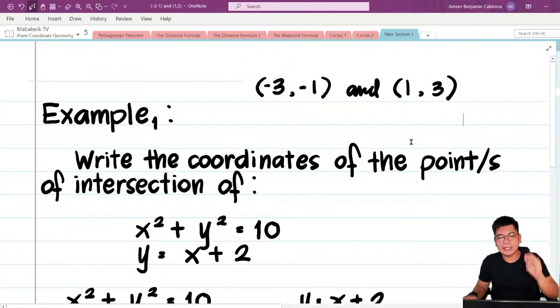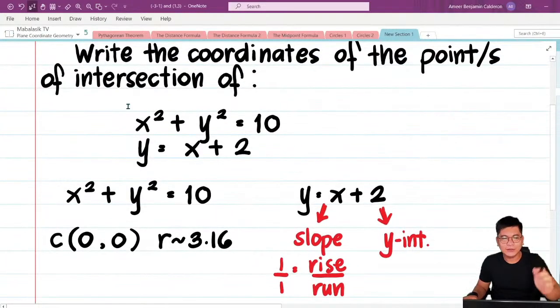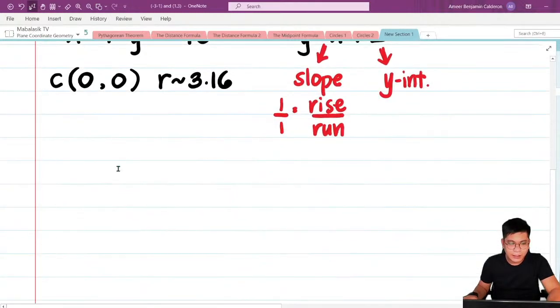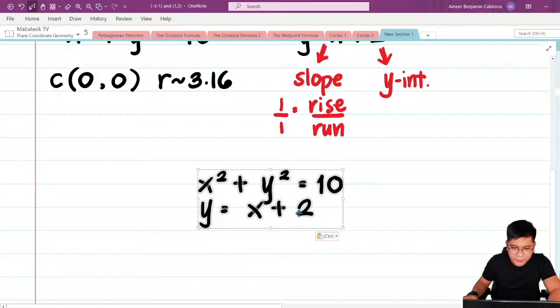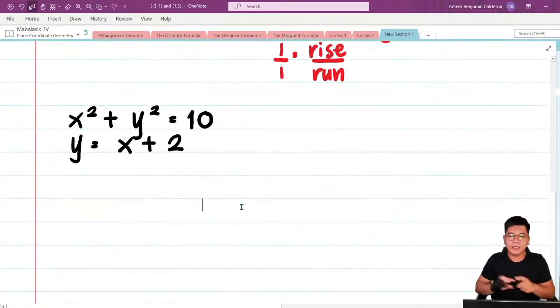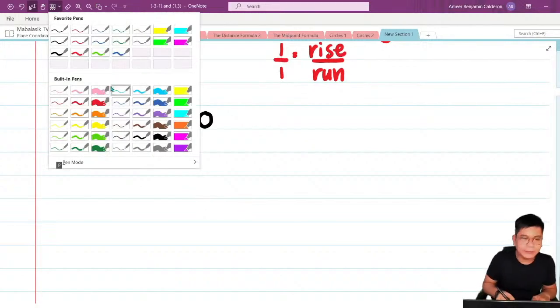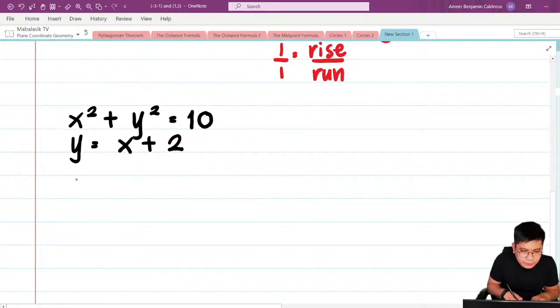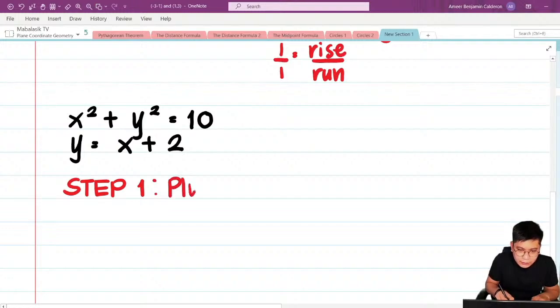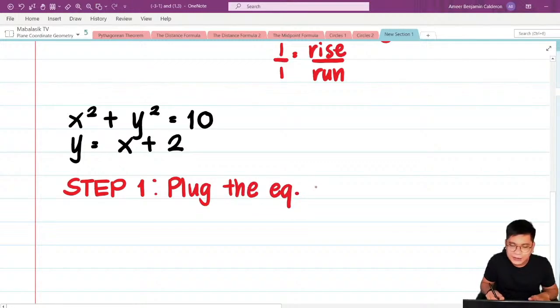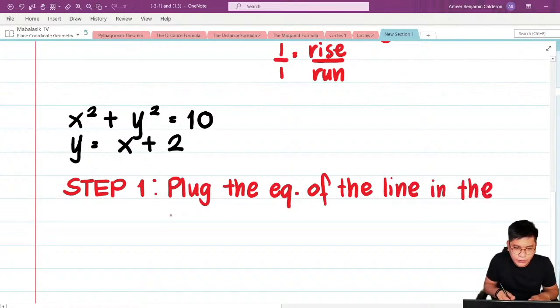The third method, the algebraic method, is what remains for us. How do we do the algebraic method? Let me copy this so I can solve it here. Okay. What we want to do first is to substitute the equation of the line in the equation of the circle. Let me write it so we know. Step 1. Plug the equation of the line in the equation of the circle.